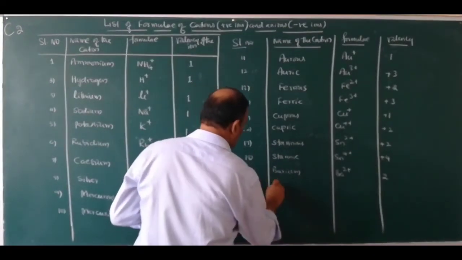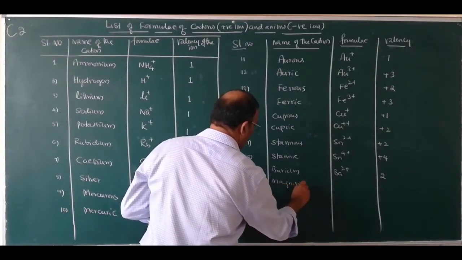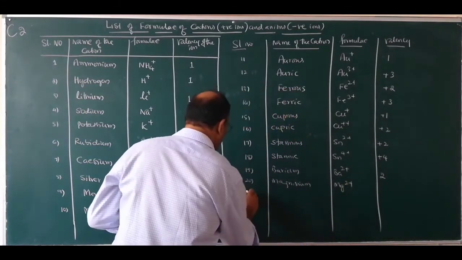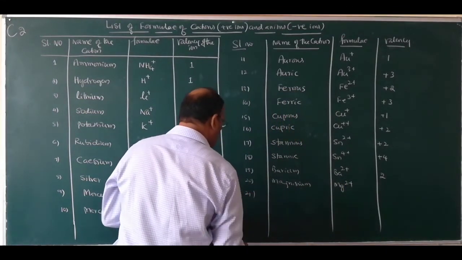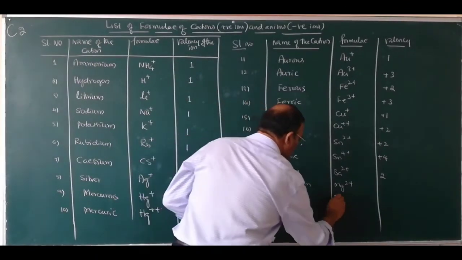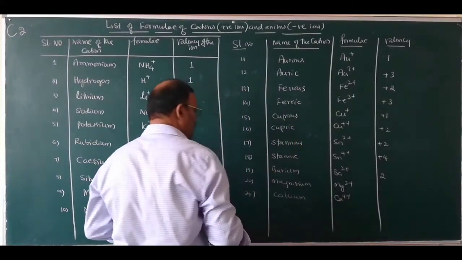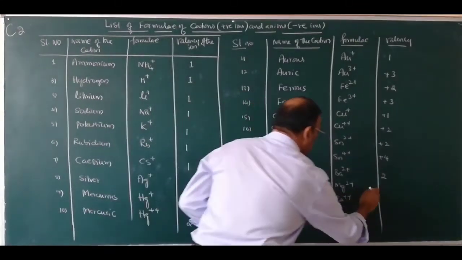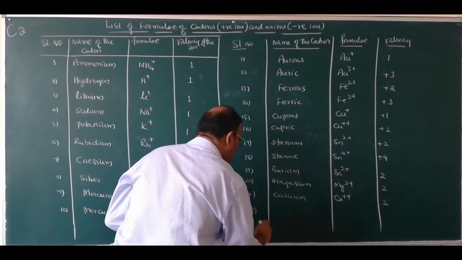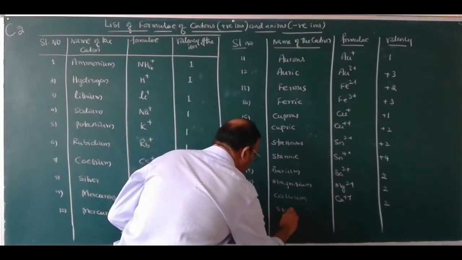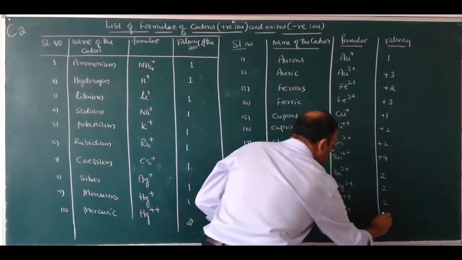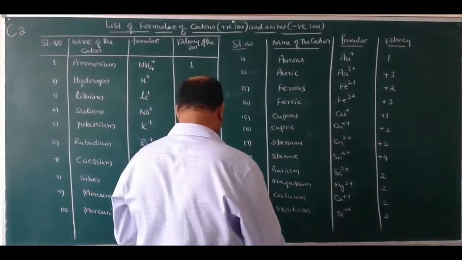Magnesium, Mg2+. 21, magnesium, calcium, Ca2+. Calcium, this is plus 2, this is also plus 2. 23, strontium, this is Sr2+, its valency is also 2.